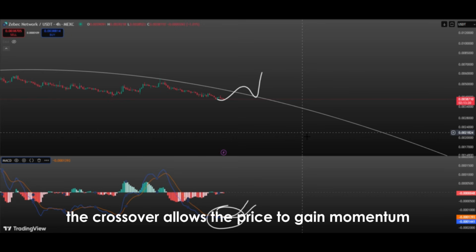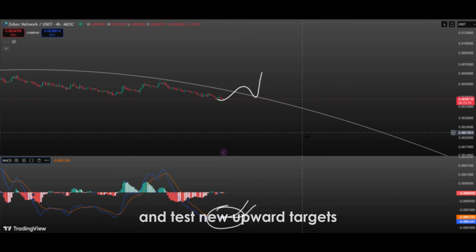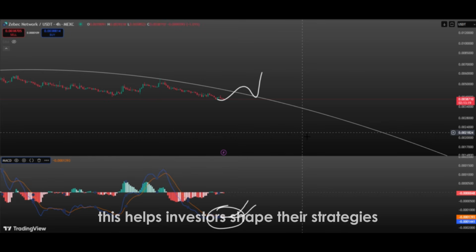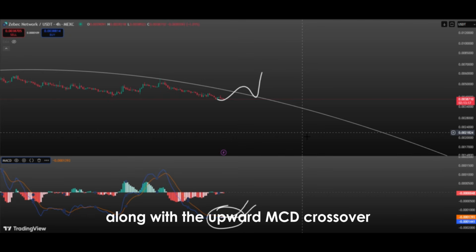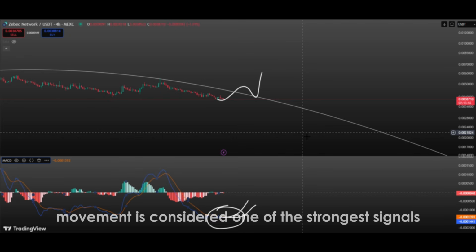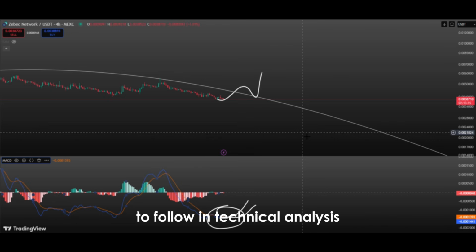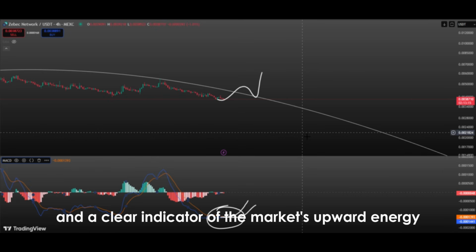The crossover allows the price to gain momentum and test new upward targets. This helps investors shape their strategies, manage risks, and maximize potential gains. Along with the upward MACD crossover, the price movement is considered one of the strongest signals to follow in technical analysis and a clear indicator of the market's upward energy.